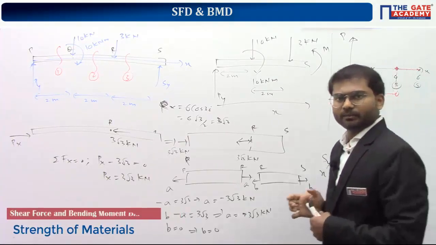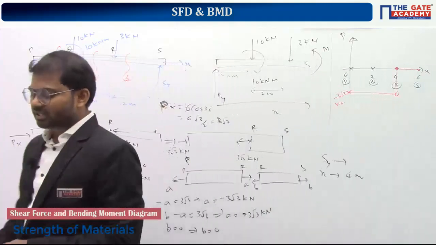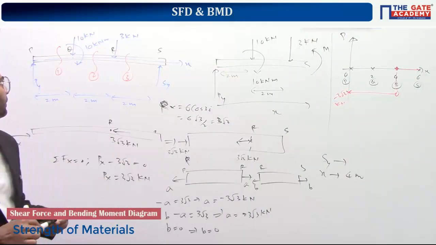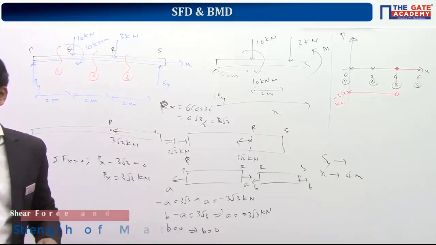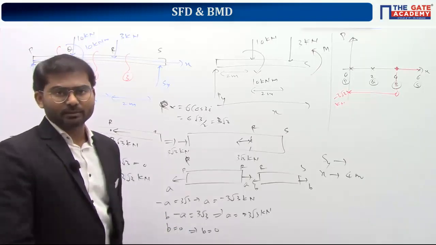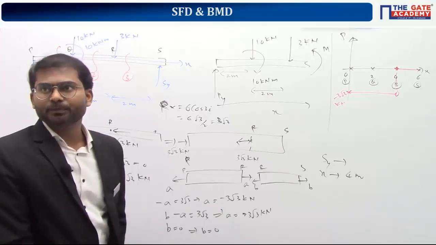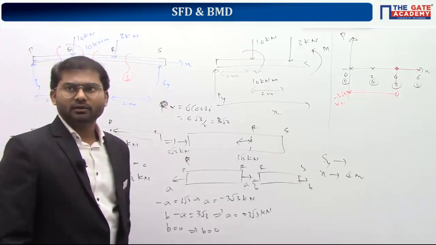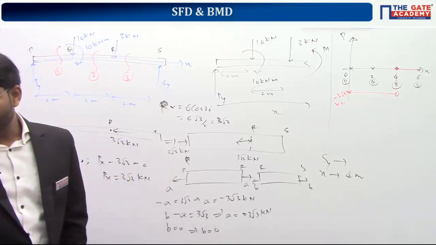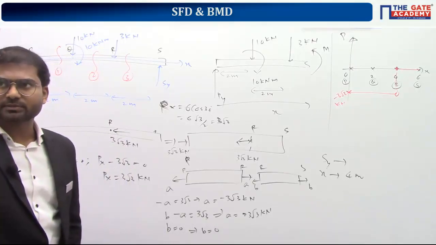So we see that the normal stress in the member PQR corresponds to 3 root 3 by the area of cross section. It is compressive stress, and the normal stress in the member RS part is 0. So this completes our SFD BMD chapter. We will be going with the stresses in beams after this break.